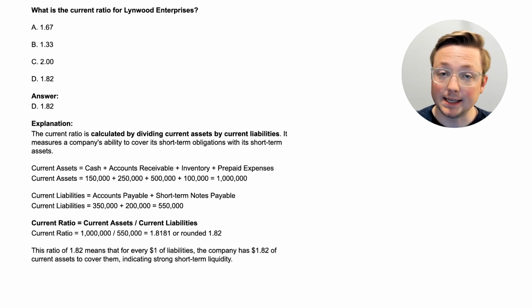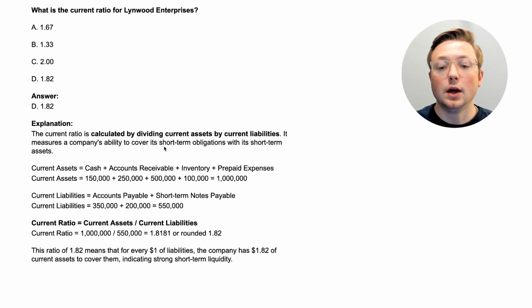The answer is D. 1.82 is the current ratio. So let's walk through this. The current ratio is calculated by dividing current assets by current liabilities. I'm sure you've seen that before. It measures a company's ability to cover its short-term obligations with its short-term assets. So can they cover the things that are coming up in the near future with the things that they're going to earn or that they already have for the near future?